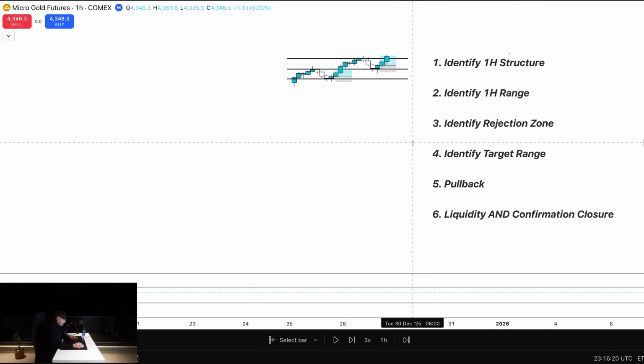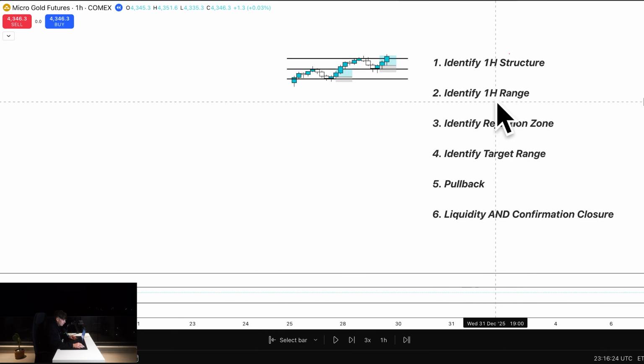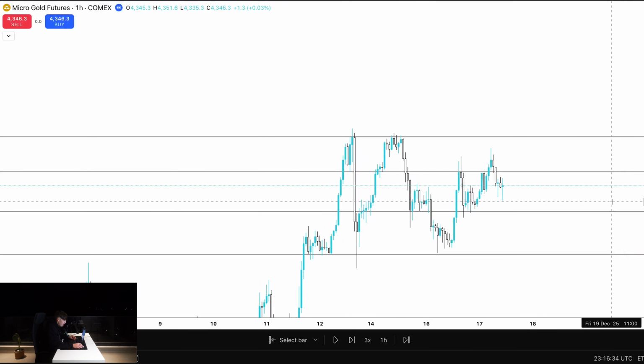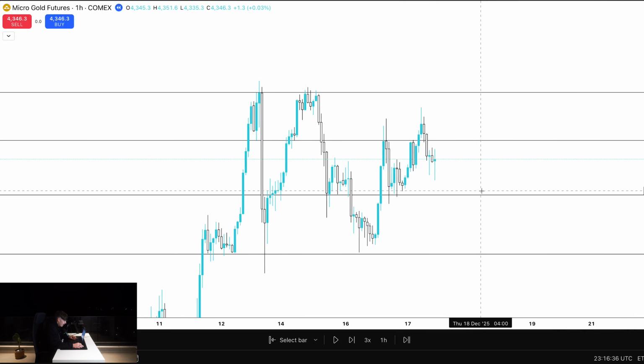So if we're looking at this checklist right now, what we currently have is 1 hour bullish structure, we have a 1 hour range being formed, we have the rejection zone targeted, and now we're looking at our target ranges. But before we get that entry, we need to see our pullback and then our liquidity and confirmation closure. Now, as you can quite clearly see, we've already had the pullback here.